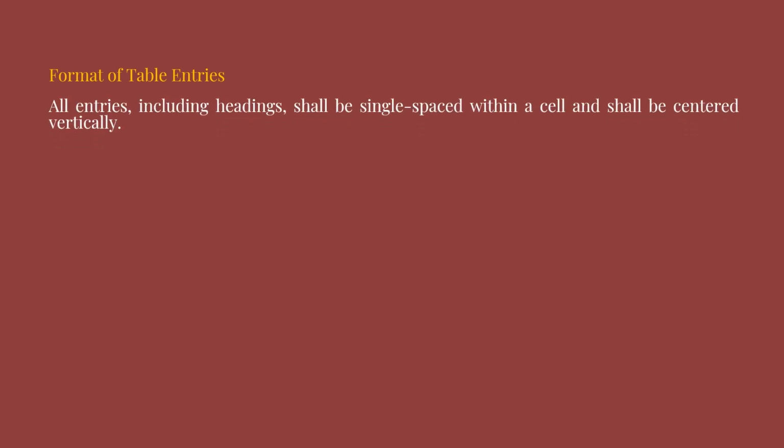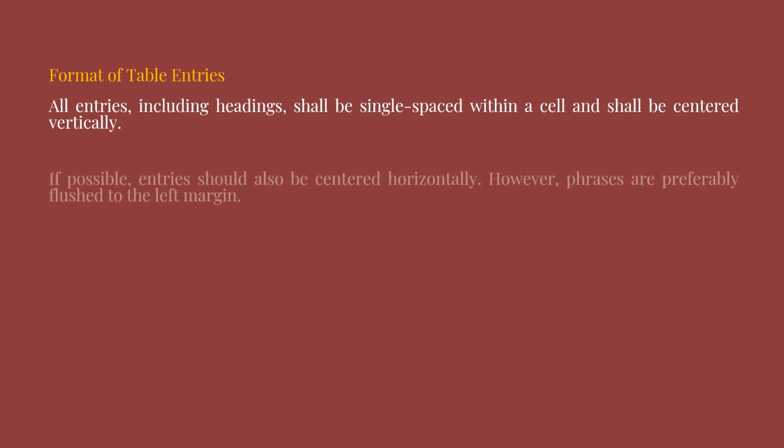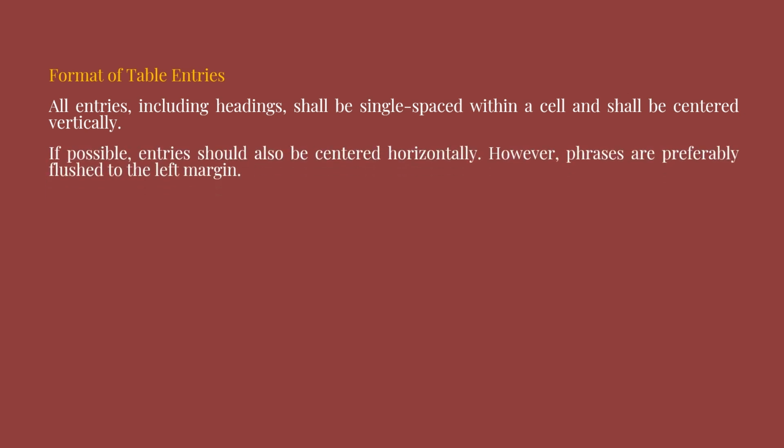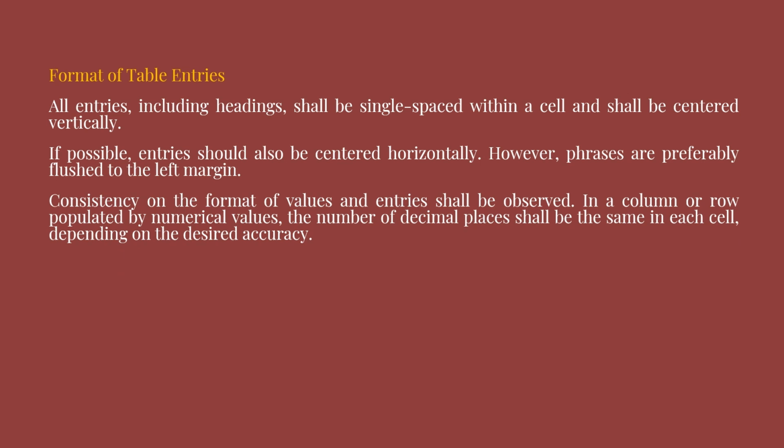For the format of the table entries, all entries including headings shall be single spaced within a cell and shall be centered vertically. So for that, this refers to the information that is found in your tables. So they should be single spaced within a cell and shall be centered vertically. If possible, entries should also be centered horizontally. However, phrases are preferably flushed to the left margin. Consistency of values and entries shall be observed.